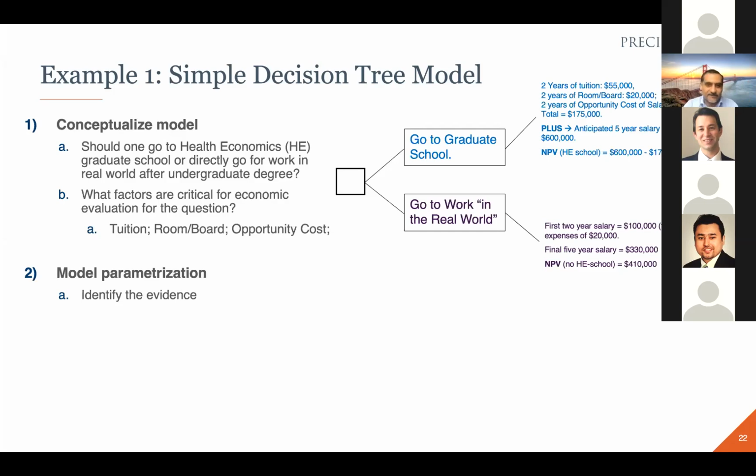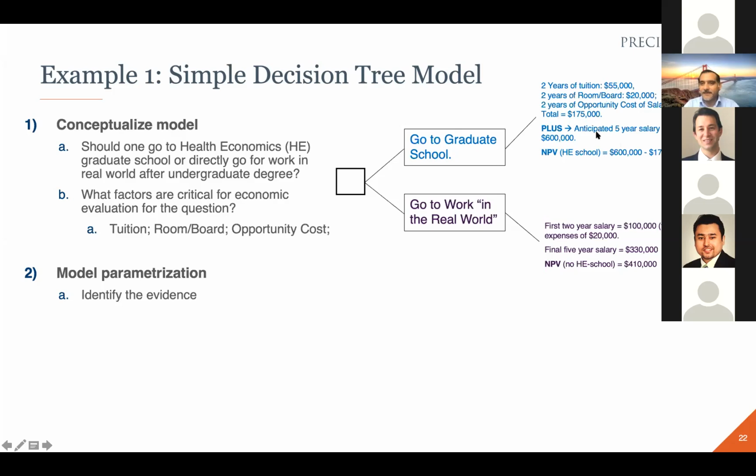Suppose there are tuition, room and board, and opportunity cost. Suppose graduate school takes 2 years. Then you spend $55,000 for tuition, this much for room and board, and this much for opportunity cost. Basically, opportunity cost is that you're not getting a salary during the time of the graduate study. So that's this much, for example, for 2 years. So the total comes out to be 170.